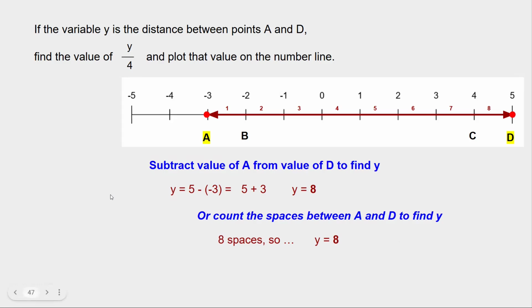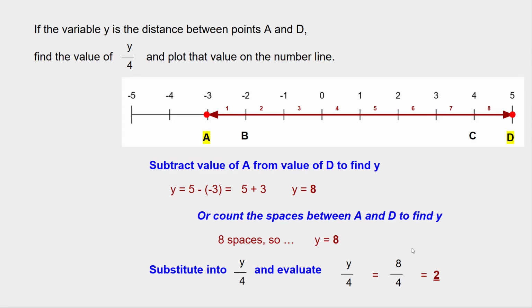So let's finish this problem off and do the second part. We know the value of Y, so we can substitute that value of Y into Y over 4 and evaluate. Y over 4 equals 8 over 4, which equals the number 2.